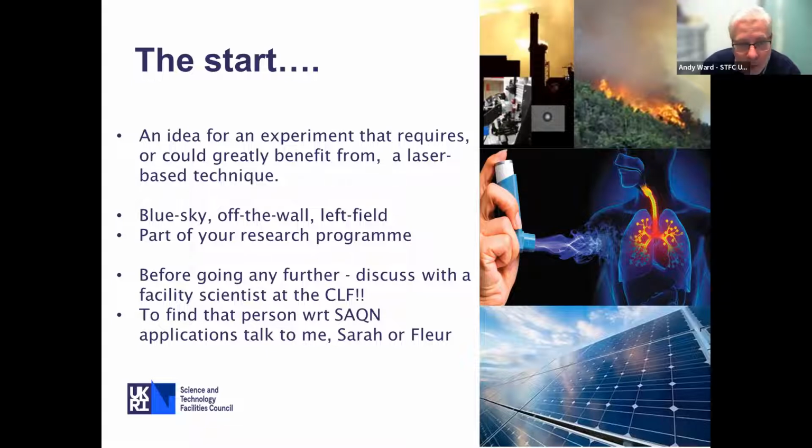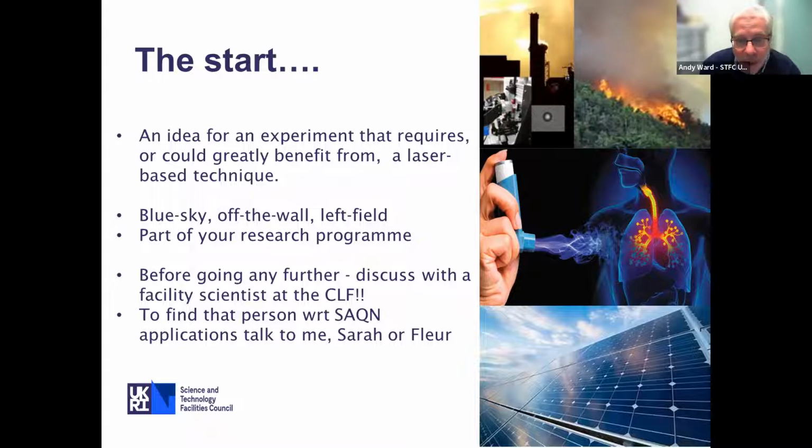It could be something you know really well, you know all of the theoretical stuff, you've modeled the behavior, you know what you're expecting, you just haven't got the facilities to be able to do the experiments to support that. So I would say before you get any further, you should really discuss with one of our facility scientists at the Central Laser Facility. So we have, as I said before, 120 members of staff.